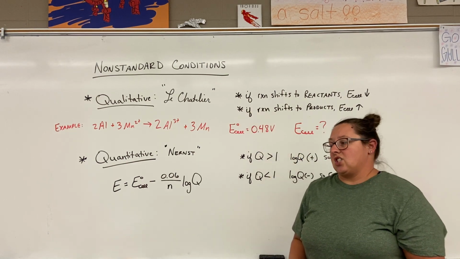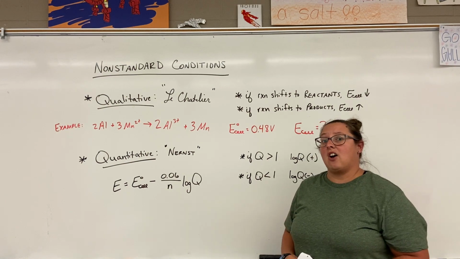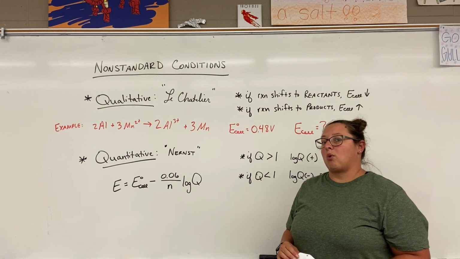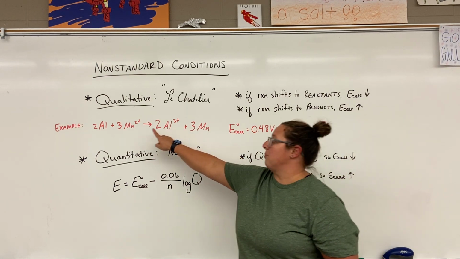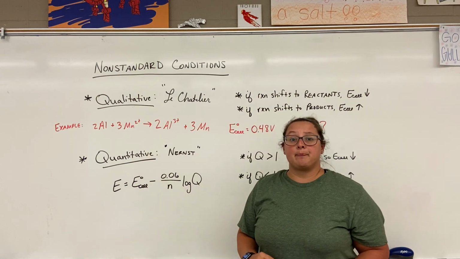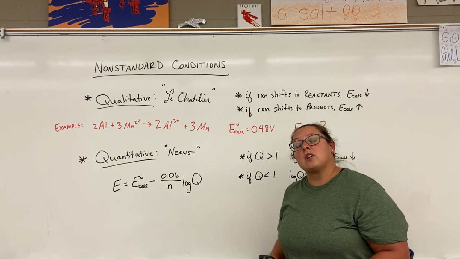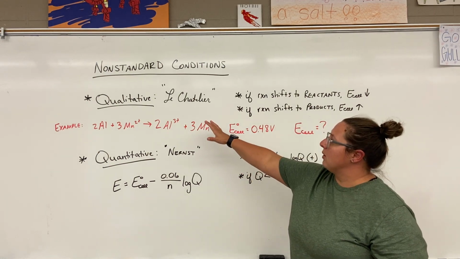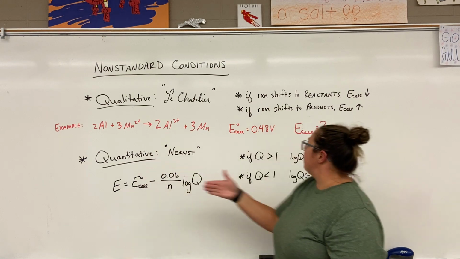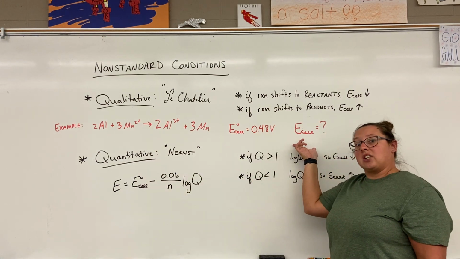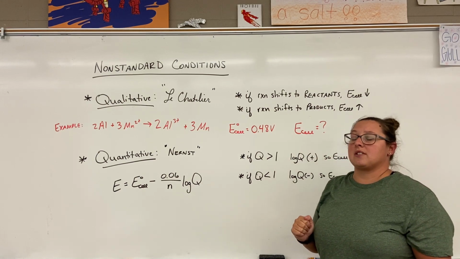When we have standard conditions, we have 1 atmosphere, we have 298 Kelvin, and most importantly, we have these concentrations of things that are in our beakers to be 1 molar. If we do not have the concentrations to be 1 molar, then we have to do either a qualitative or quantitative approach to figure out what the Ecell actually is going to be. So let's talk about both of those approaches.